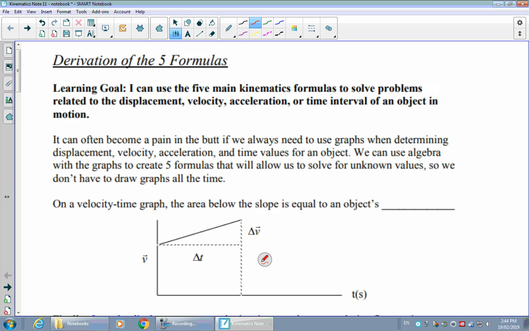So in order to come up with these equations that we're going to use, we're actually going to start with a velocity time graph. And just keep in mind that the area below the slope is equal to the object's displacement.